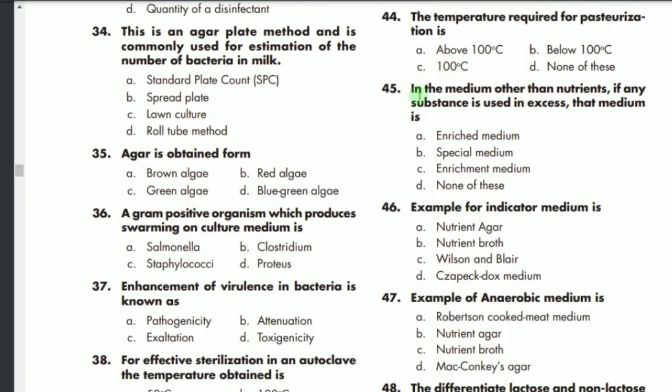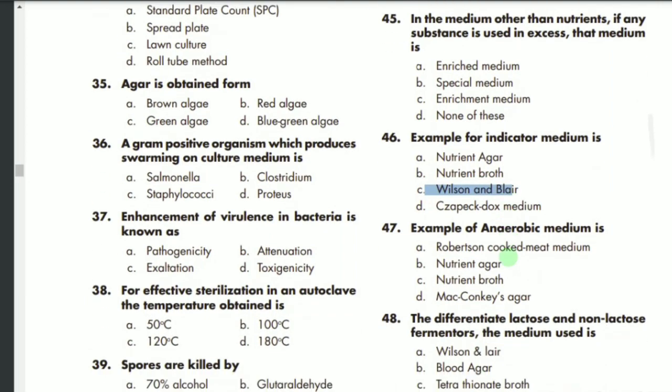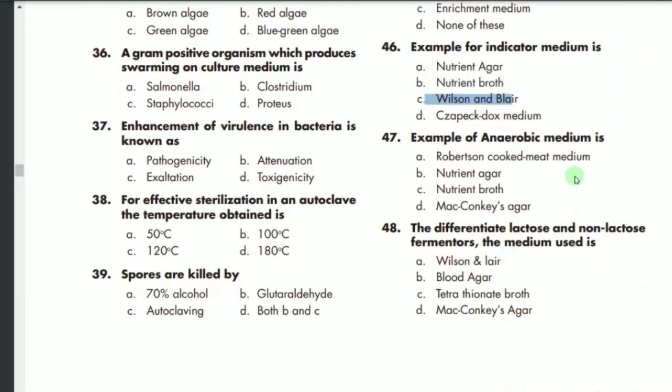Now MCQ 45 says that in a medium, other than nutrients, if any substance is used in excess, the medium is what? The medium is actually an enriched medium, because you are using substances other than nutrients. An example of an indicator medium, we also call the indicator medium, is Wilson-Blair medium. So C is the correct option. An example of an anaerobic medium is what? The example of the anaerobic medium is Robertson's cooked meat medium, which is the correct option.